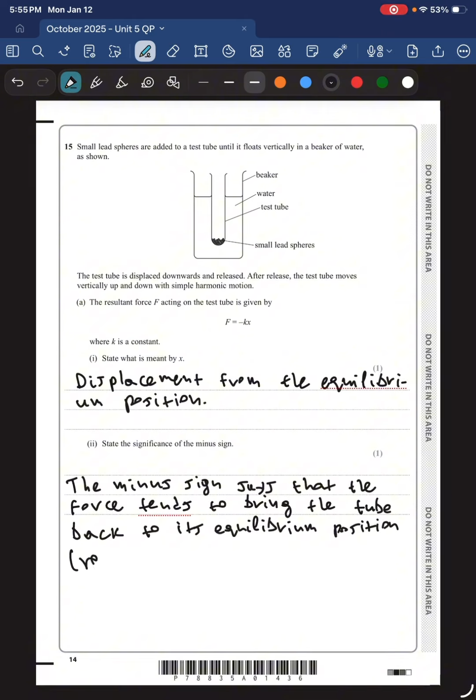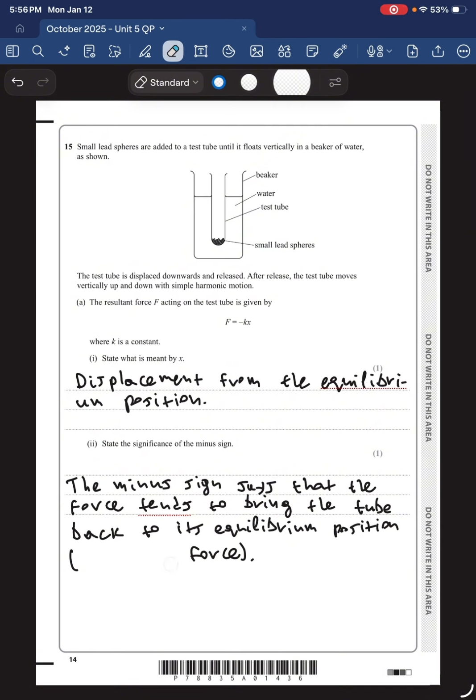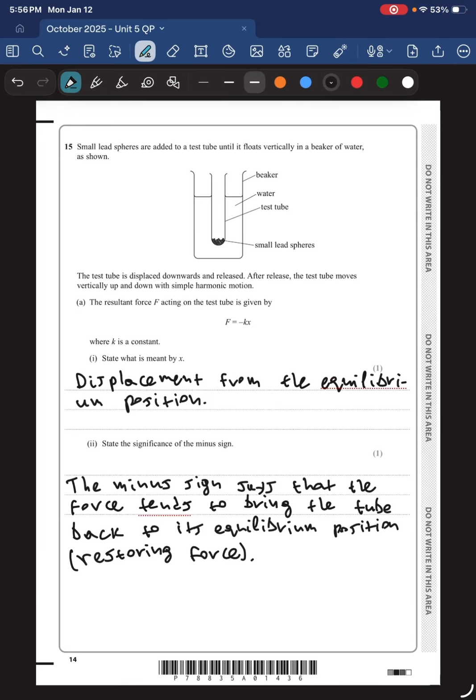And you can also say it's a restoring force. Restoring force. Okay, so again, my handwriting. So, restoring force. Okay.